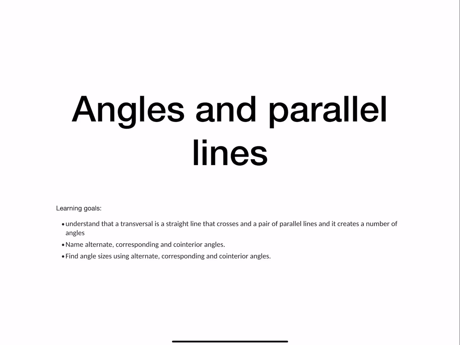This lesson is looking at alternate, corresponding and co-interior angles. These are angles that are found when you've got a transversal, so a straight line that crosses a pair of parallel lines, and it creates a number of really important angles.